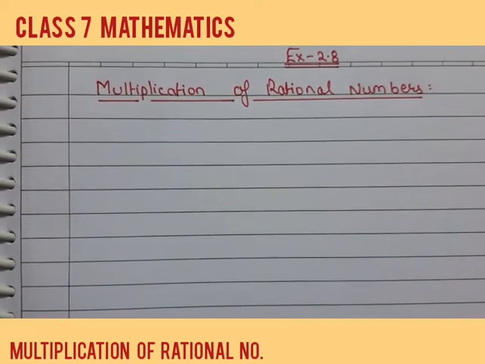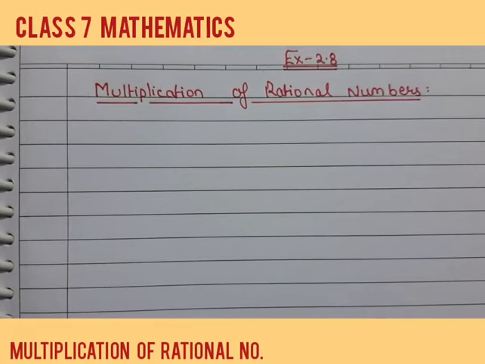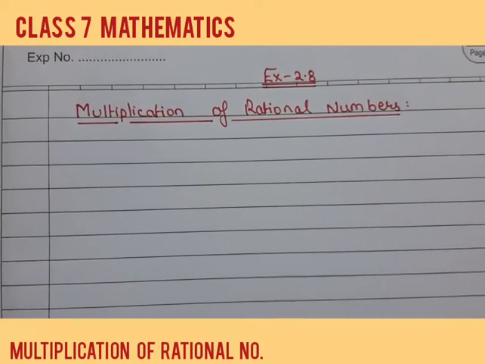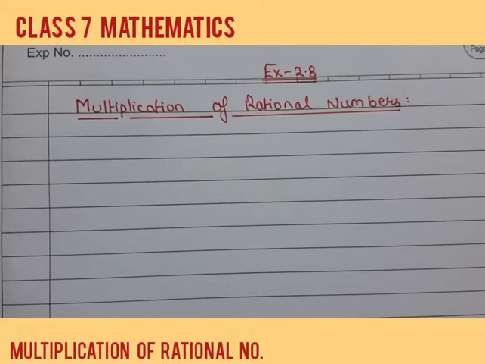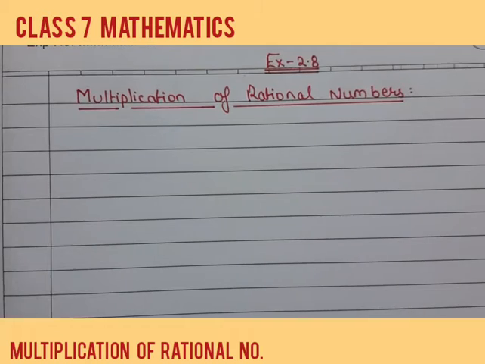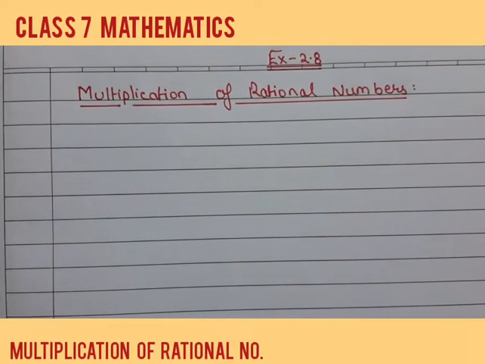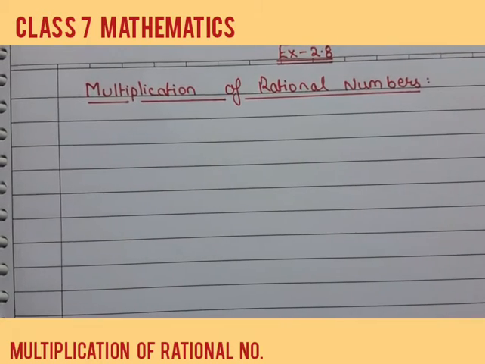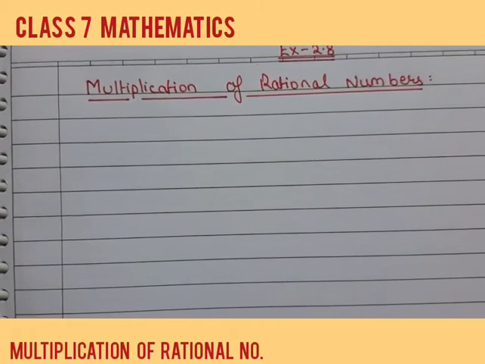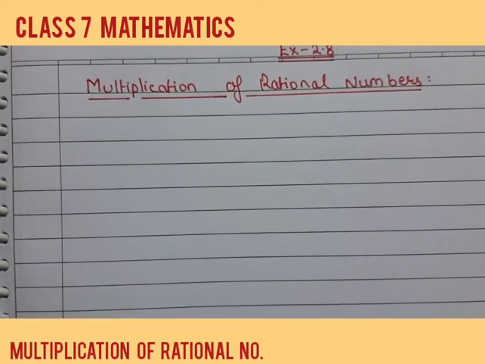Good morning, class. So now let's start exercise 2.8, multiplication of rational numbers. Multiplying two rational numbers is the same as multiplying two fractions, that is, the result will be another fraction. Like whenever two fractions are multiplied, it results in a fractional form only. Similarly, on multiplying two rational numbers, it produces another rational number only.